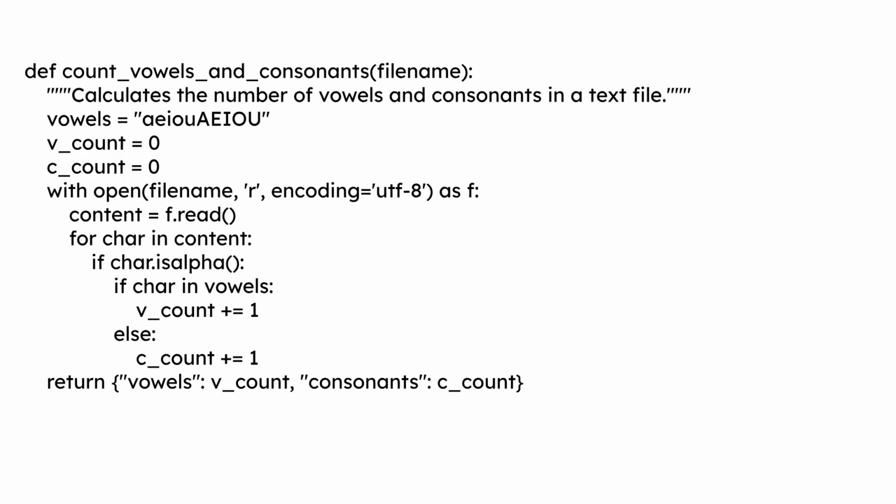Now, let's move on to our second kitchen station, the count vowels and consonants function. Think of this as our slicer. Its job is to take that same raw text file, sort through it character by character, and separate them into two different bowls, one for vowels and one for consonants. Let's see how it works line by line.